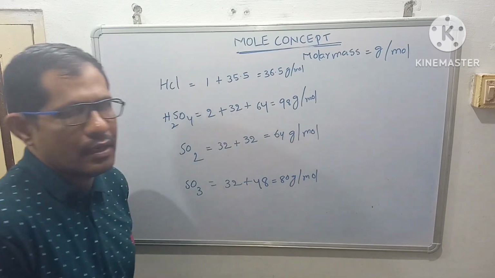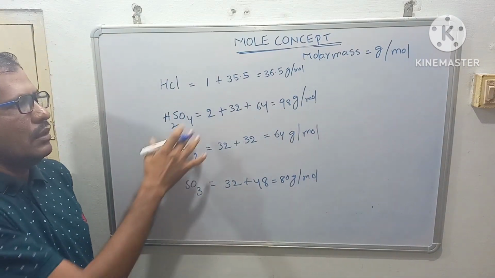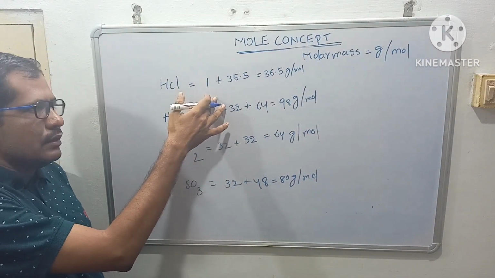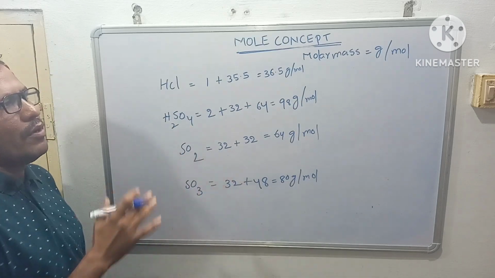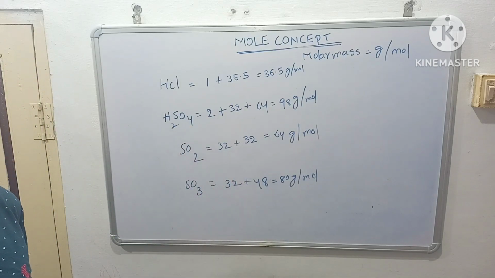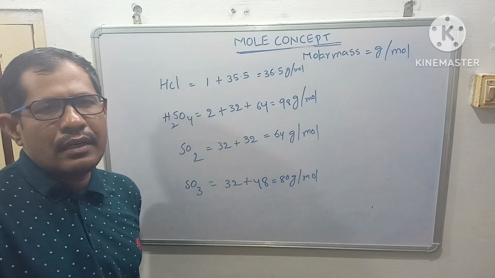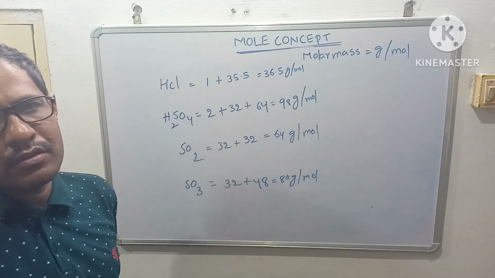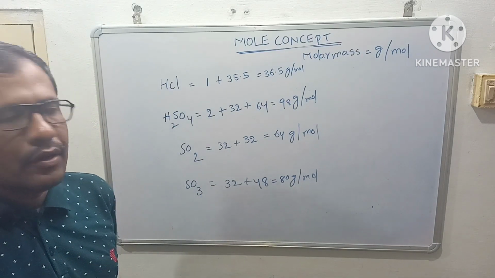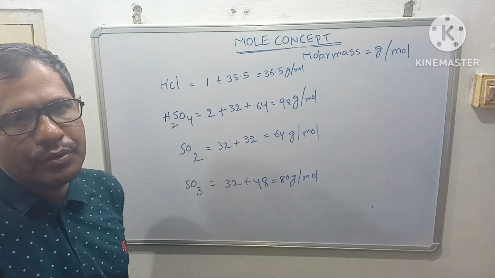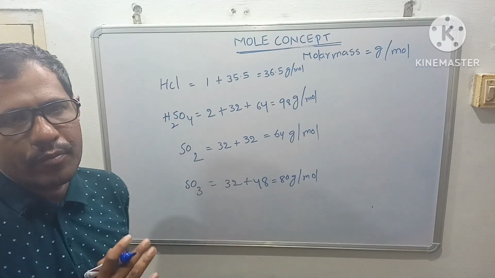Okay, first find the atomic weights. First list the elements, write their atomic weights and add them, and your molar mass will come. This is the simple concept. In the question paper, 99% of the time the setter will give the molar mass. You need not calculate. To give you an idea, I showed you how to calculate the molar mass, right?